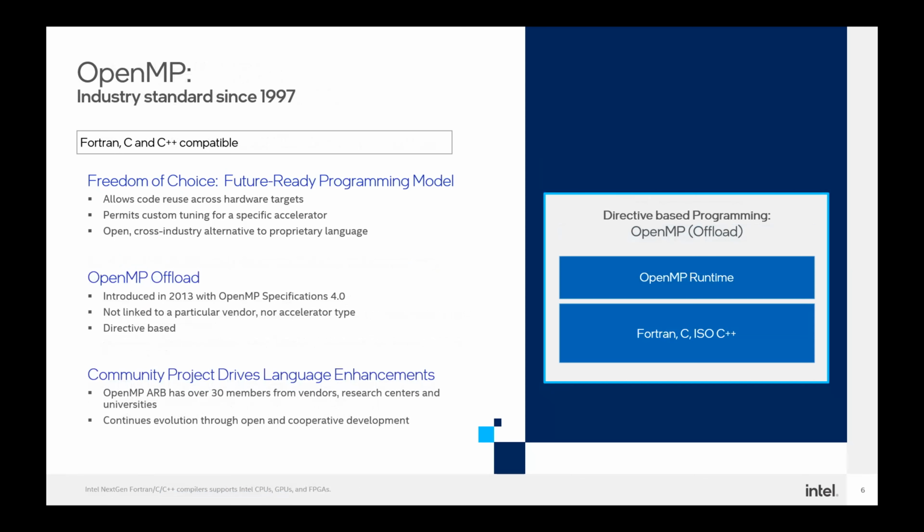OpenMP is an industry standard since 1997. It's compatible, as I said before, with Fortran, C, and also C++ languages. As you all know, OpenMP started with shared memory parallelization. But in 2013, they introduced the possibility to offload the computation to any kind of accelerator with OpenMP specification 4.0. The OpenMP standard is not linked to a particular vendor nor accelerator type, and is based on directives, as the standard OpenMP for CPUs.